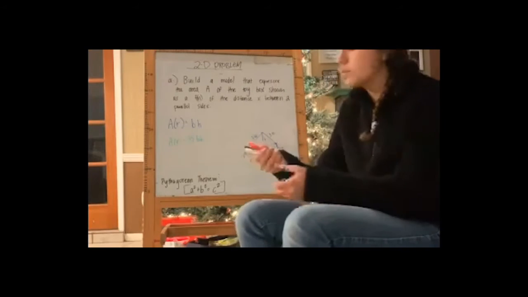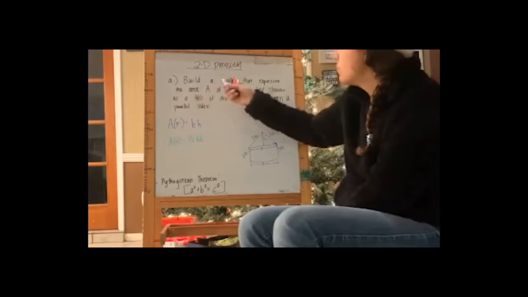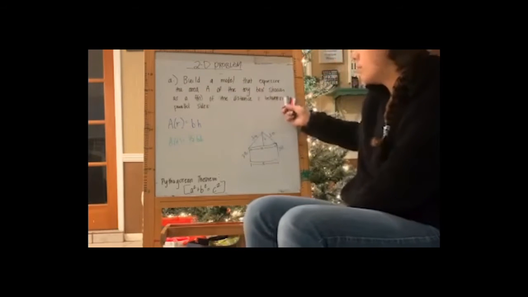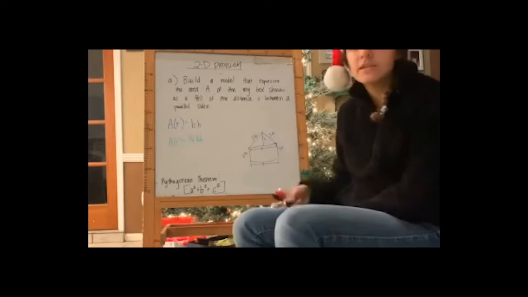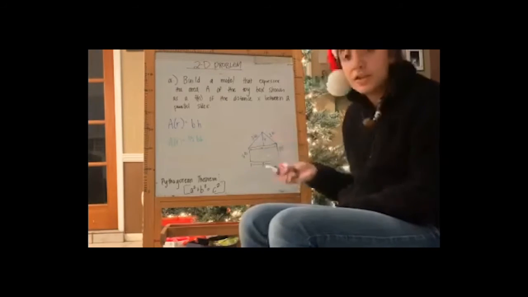Alright, on to part A of our problem. So let's go ahead and read it out loud. It says, build a model that expresses the area A of the toy box shown as a function of the distance x between 2 parallel sides. Basically what that's saying is find the combined area of both the rectangle and the triangle on top.